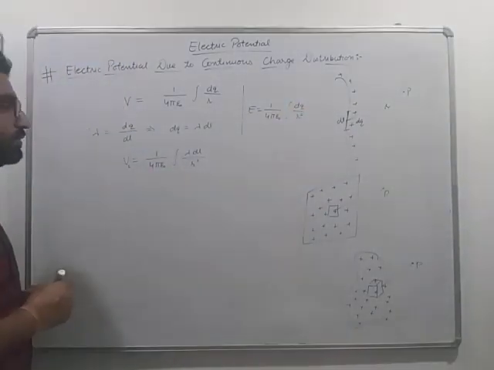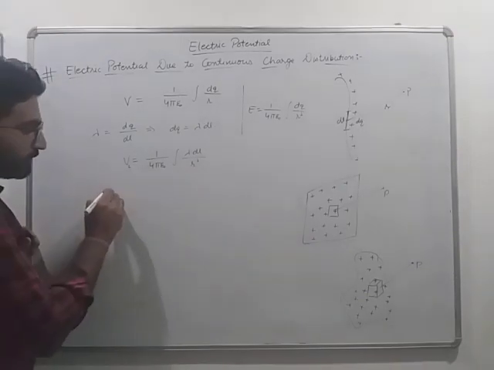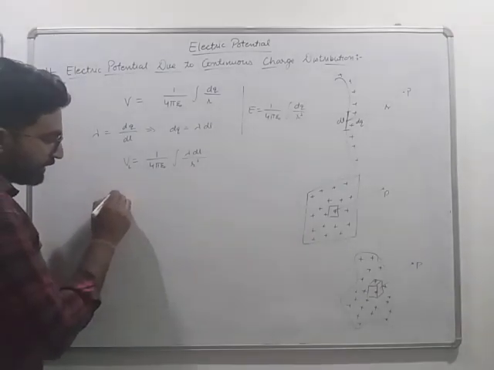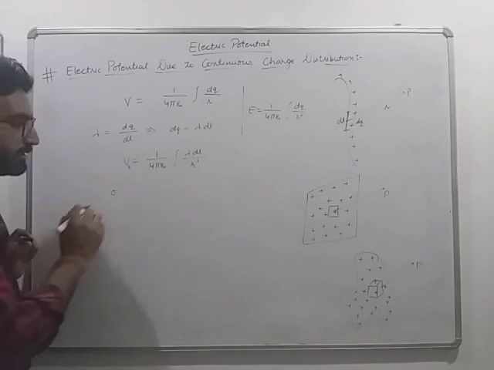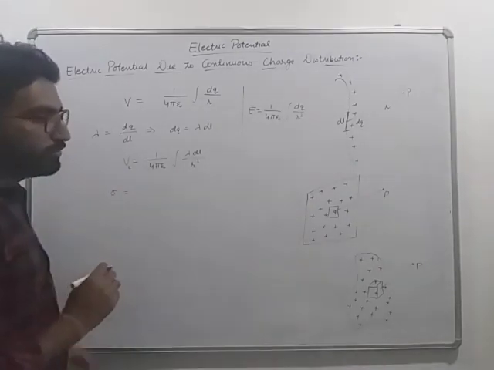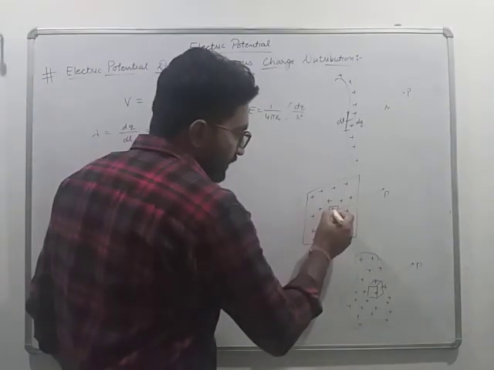Similarly, we can find the value for surface charge density, which is represented by sigma, and sigma will be equal to the charge per unit surface area.